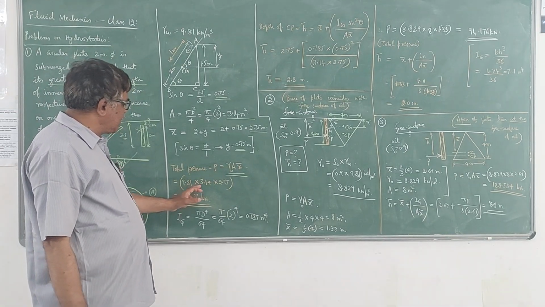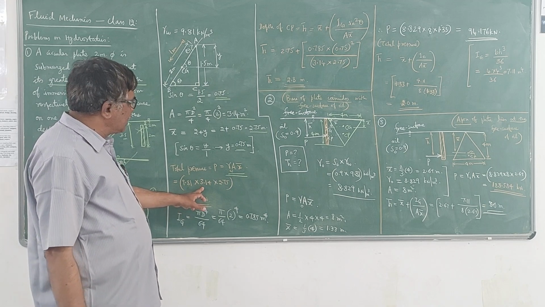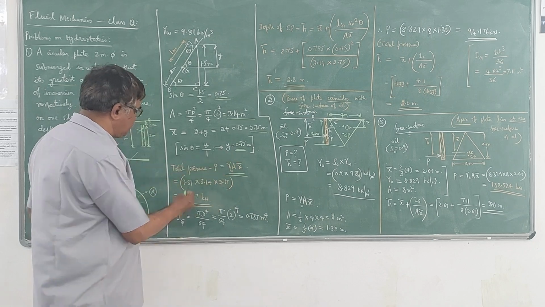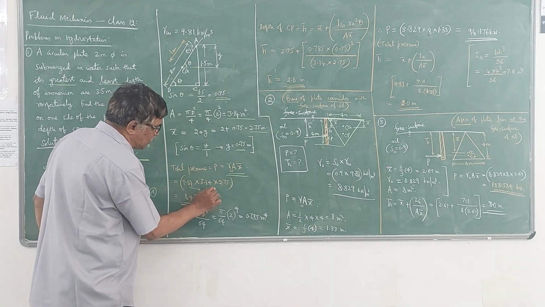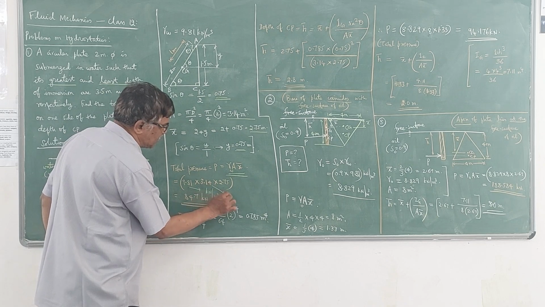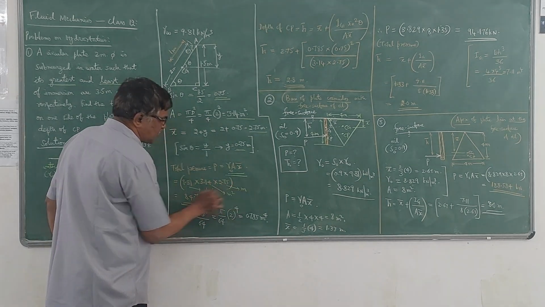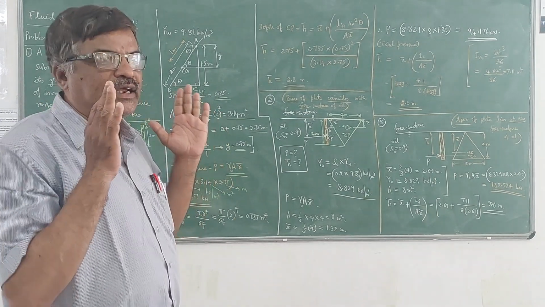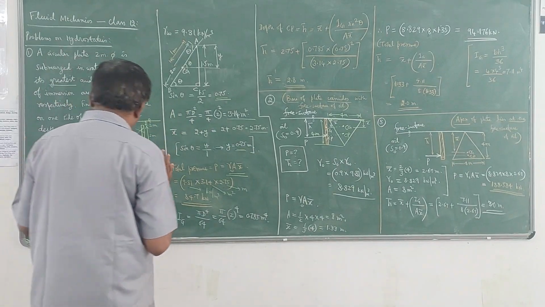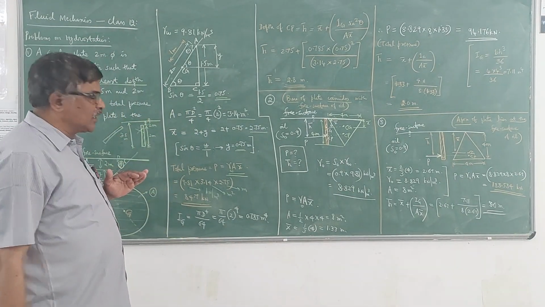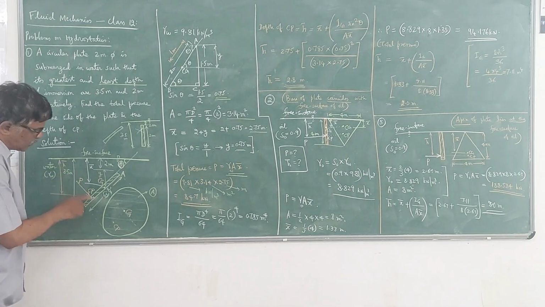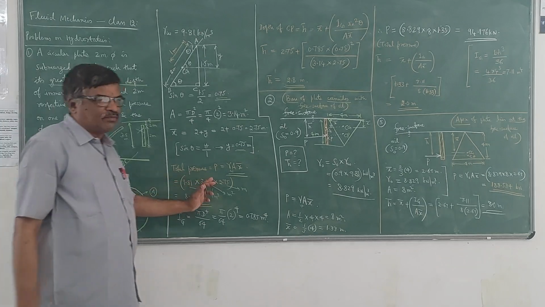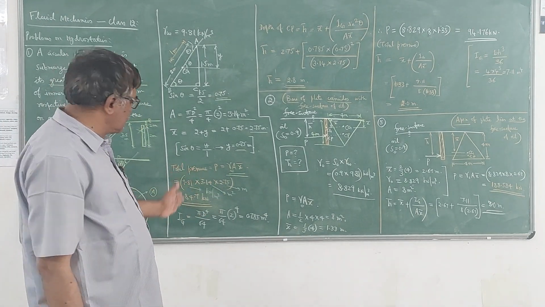Gamma W is 9.81 kilonewton per meter cube, and A value is 3.14 meter square, and x bar value is 2.75 meters. So please note that this is kilonewton per meter cube, this is meter square, and this is meters. If you multiply these three, you are going to get the value in kilonewton. That is the total pressure force exerted by water on the circular plate, which is normal to the plate, acting at right angles to this plate. So this is how we can find out the hydrostatic pressure, the total pressure.